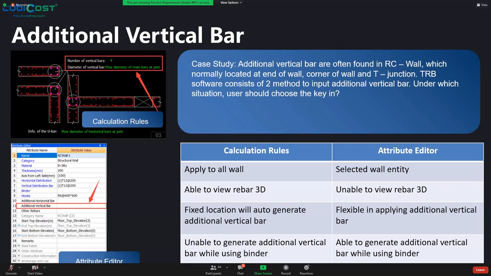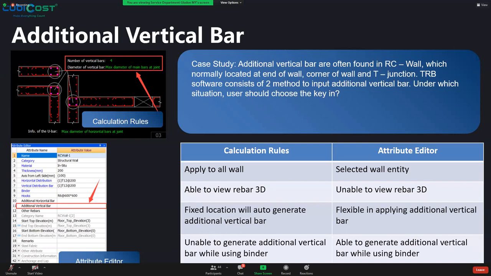The next question is this, because we also face this issue where they ask us, hey, out of these three options, can I just choose two options to capture this additional vertical bar? The answer is, I'm afraid not. We cannot. It's not separate, it's combined. So how can we solve this? Attribute editor will be the answer for you.